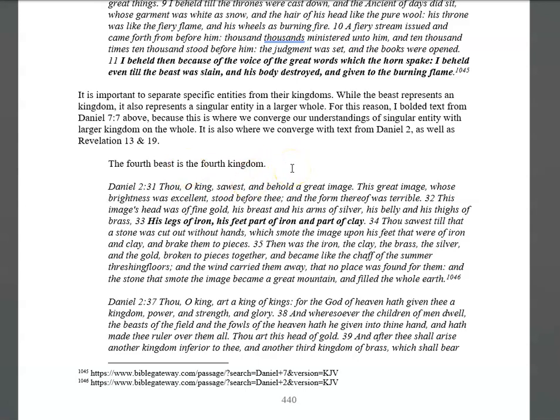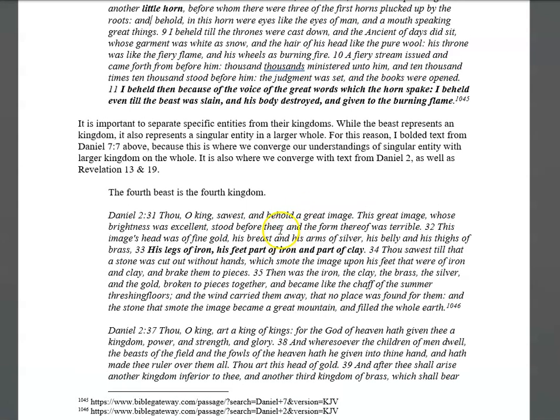Daniel 2, starting in verse 31. Thou, O king, sawest, and behold a great image. This great image, whose brightness was excellent, stood before thee, and the form thereof was terrible. This image's head was of fine gold, his breast and his arms of silver, his belly and thighs of brass, his legs of iron, and his feet part of iron and part of clay.